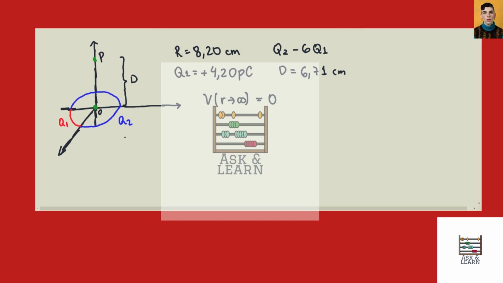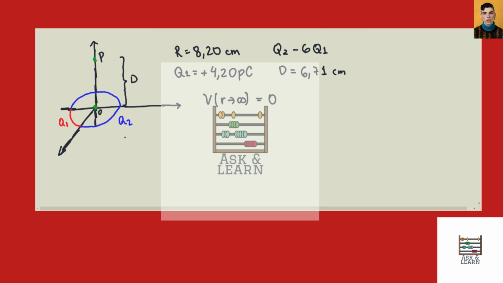Hi there. For this problem, we need to calculate first the potential at the center of this circle and later at a point P that is at a distance D from the center. The first thing we need to know is that we have a uniformly distributed charge, in this case in the form of a circle. A quarter of this circle has a charge Q1, and the rest of it has a charge Q2.